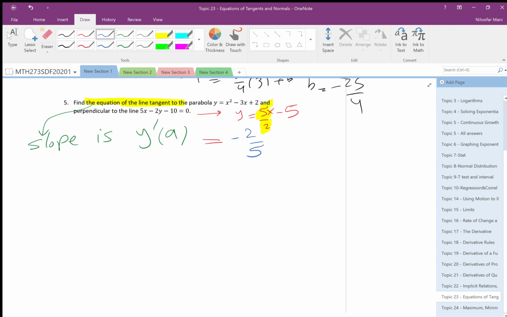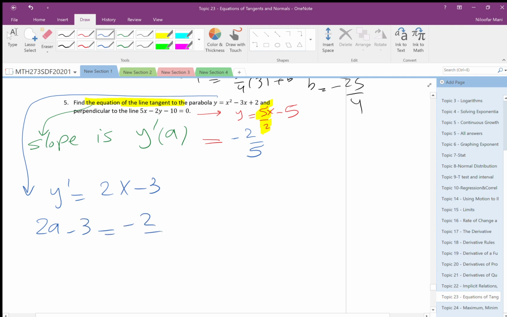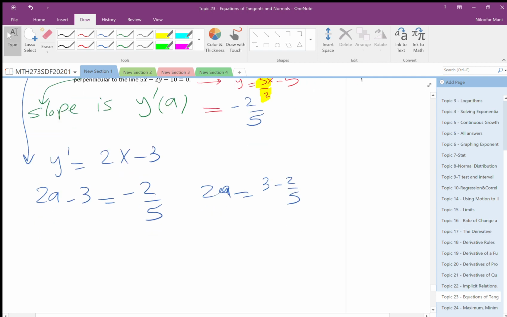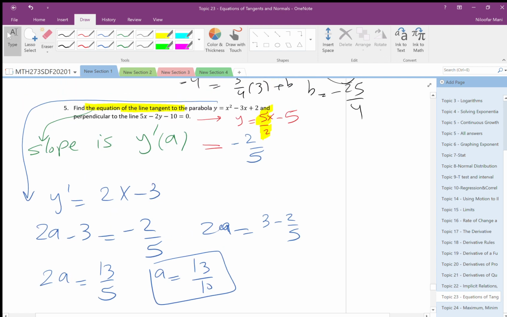The other side: this is the slope of the tangent line, and I have the equation of the parabola, so I can find y prime. So y prime is 2x minus 3. Which point? A. I don't have the point. So I have 2a minus 3 equal to minus 2 over 5. So 2a equals 3 minus 2 over 5, which is 13 over 5, and a equals 13 over 10. This is the point.